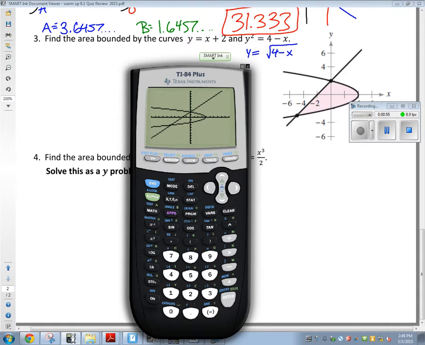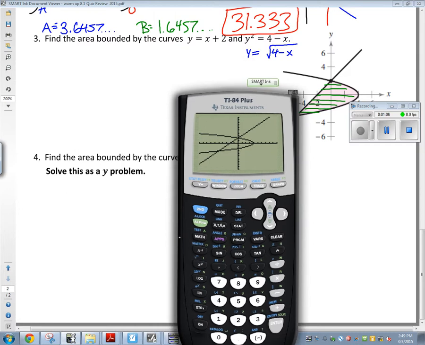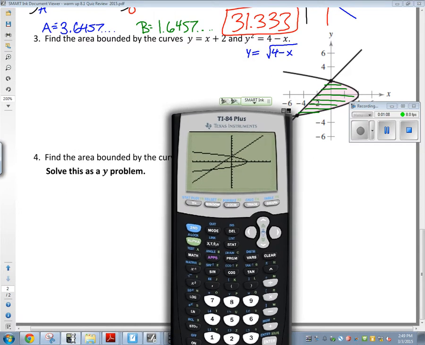Okay, so this time, since this equation is going this way, it's going to make more sense for me to integrate it in terms of y. So as I do my setup here for my integration, I'm going to integrate it from the bottom to the top. So I need to know what that value is there and what that value is there. So I'm going to second calculate the intersection point. I want to find where these two things intersect.